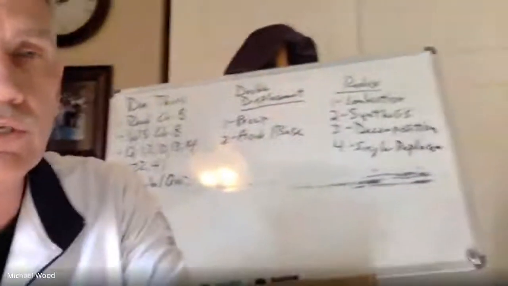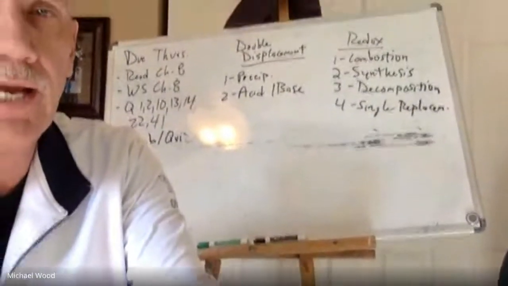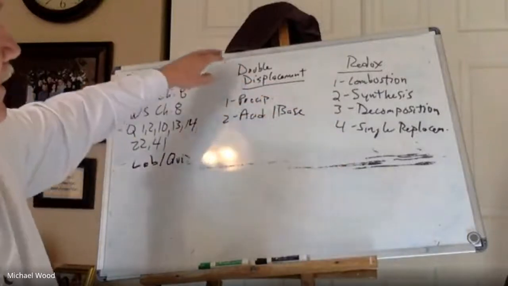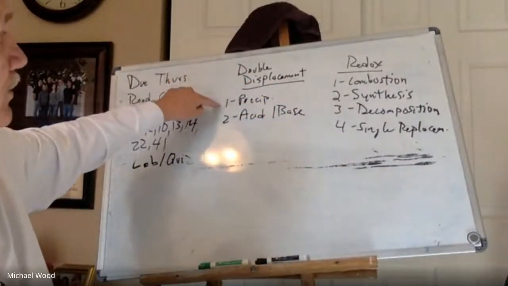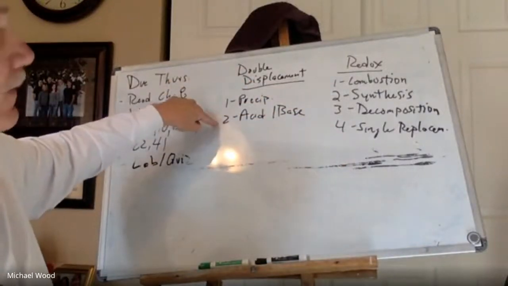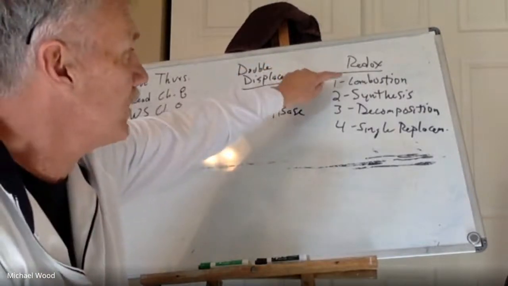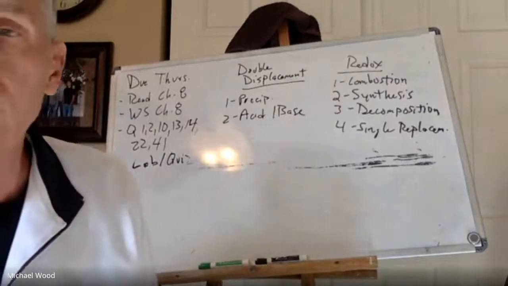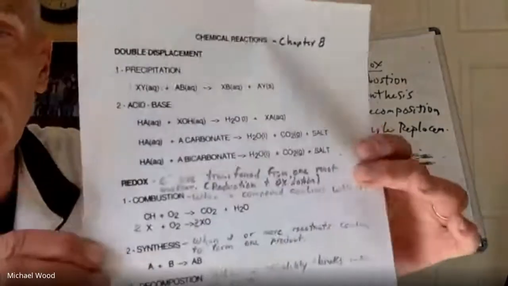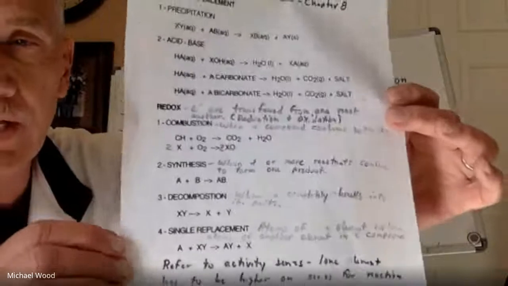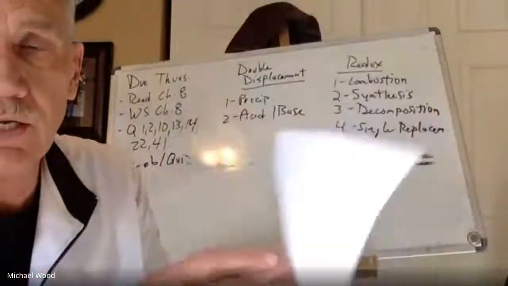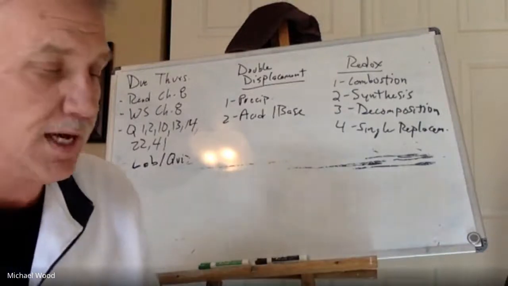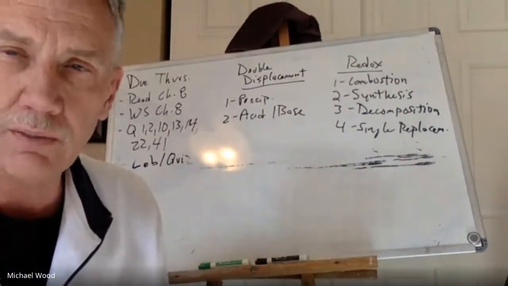Okay, and then what we talked about in class yesterday. So we were talking about different types of reactions. So we had under double displacement, precipitation and acid base. And then under redox, we had combustion, synthesis, decomposition, and single replacement. And I gave you guys this right here, which I think is a good, short, concise thing on chapter 8. So let me just do, again, I don't want to spend a huge amount of time, but get you a little bit more on this.